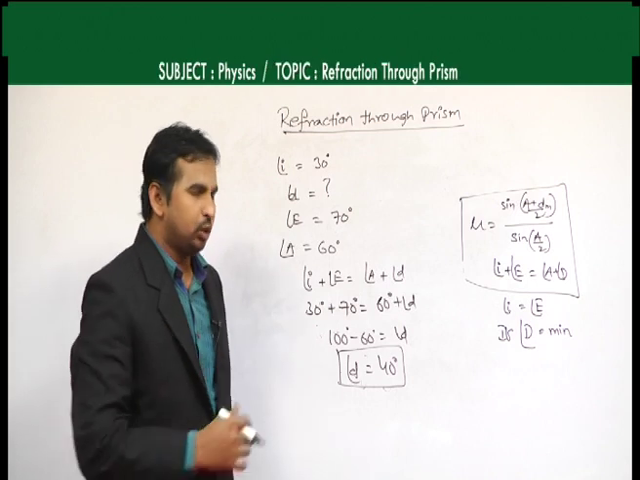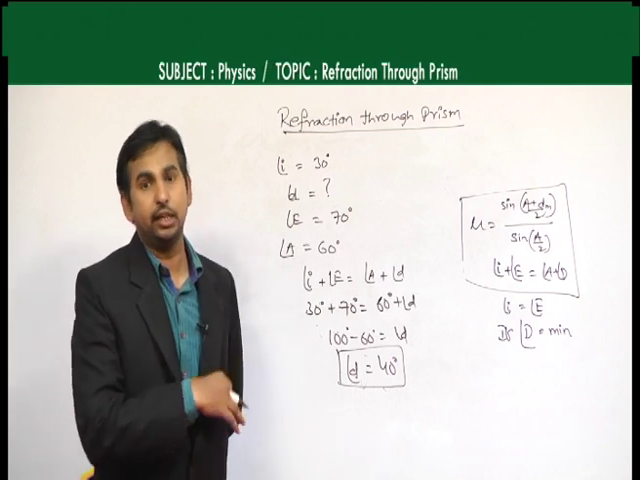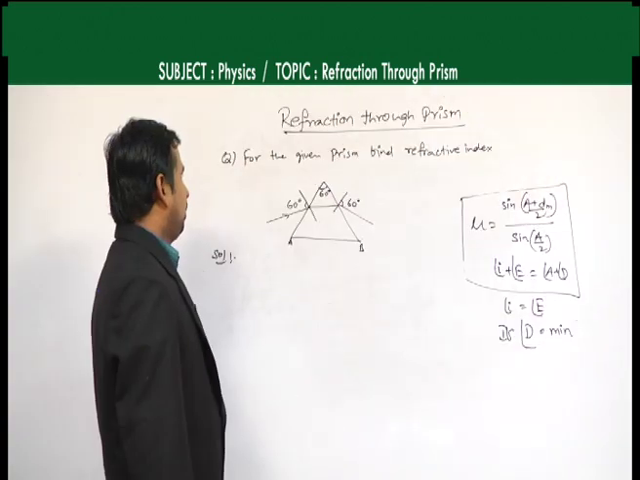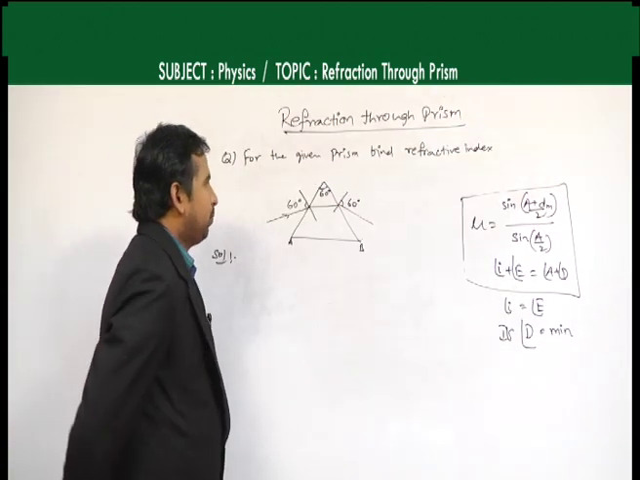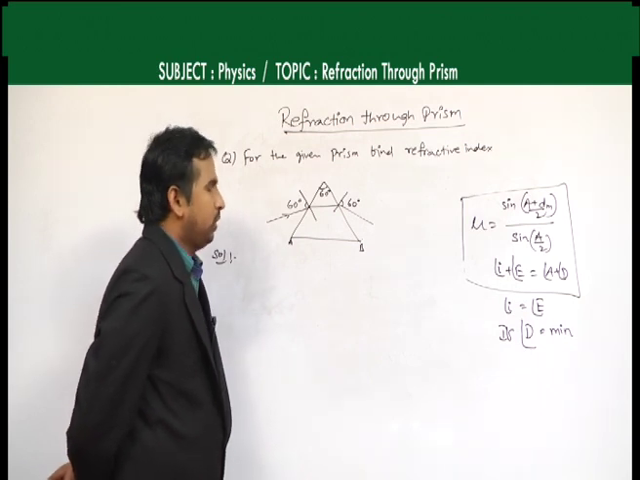Like this type of numericals, they will ask about the relation between the angles. Here is a diagram question: for the given prism, find the refractive index.